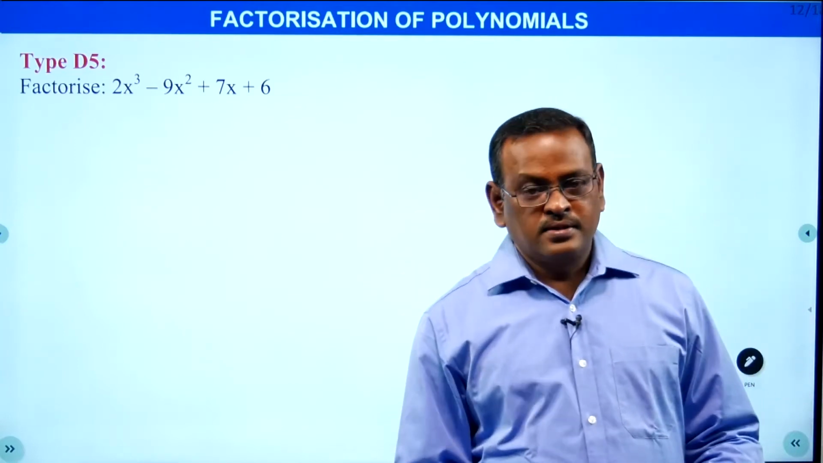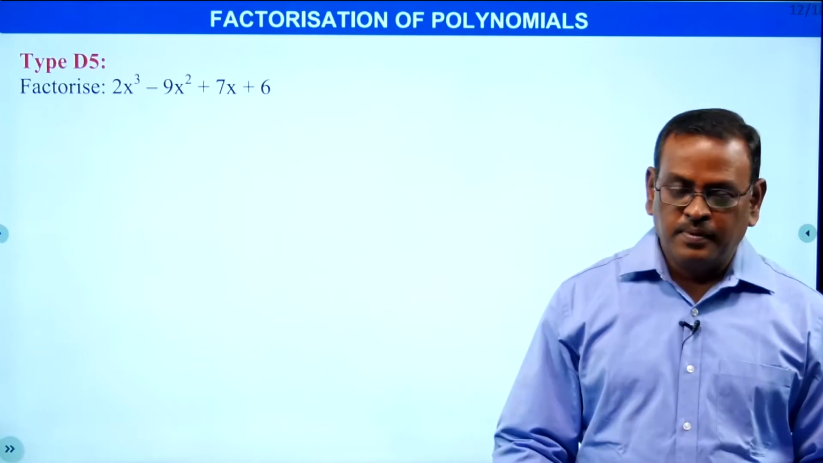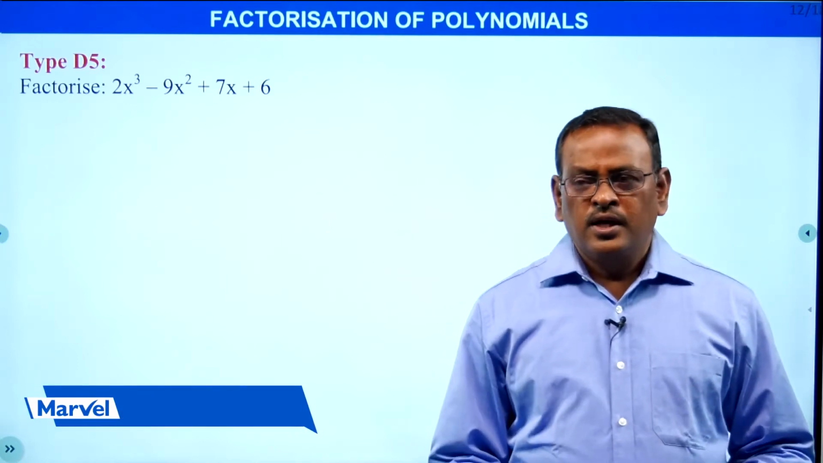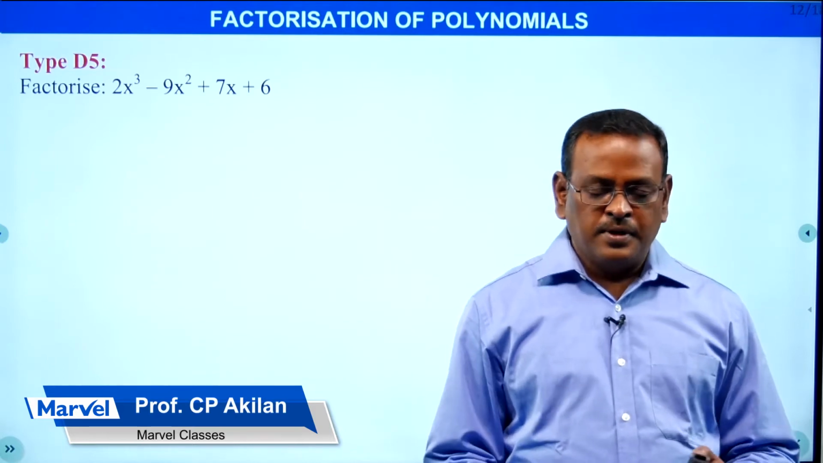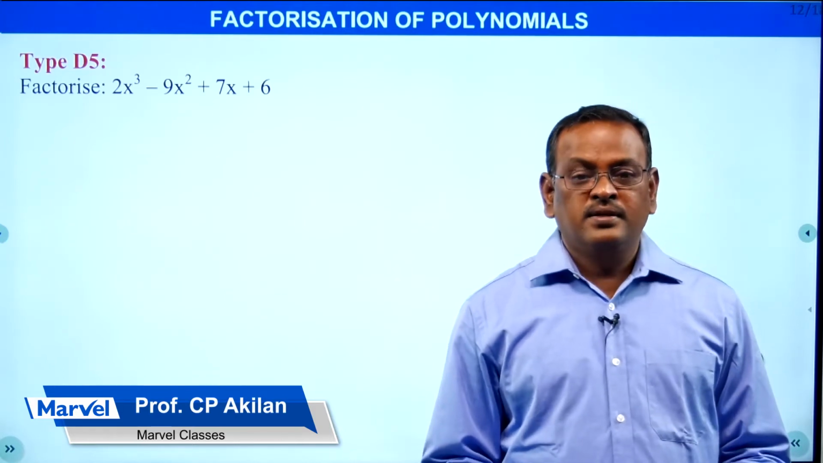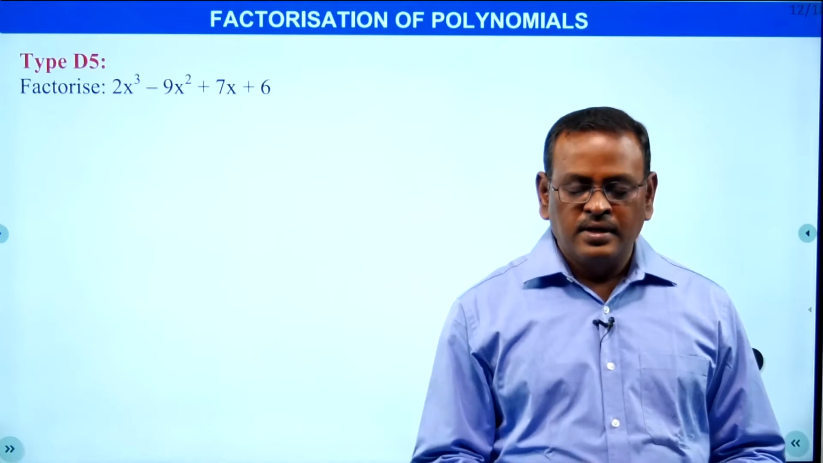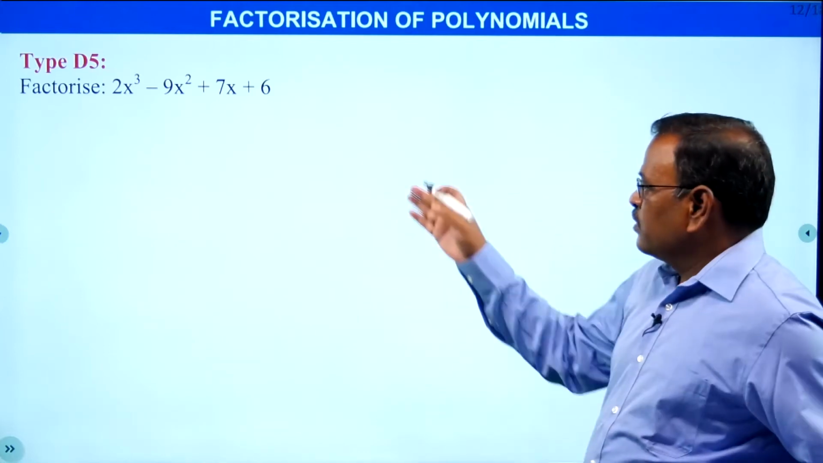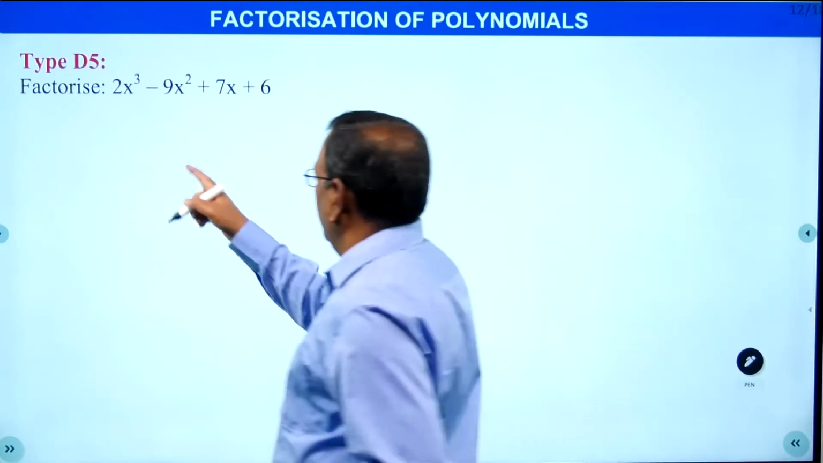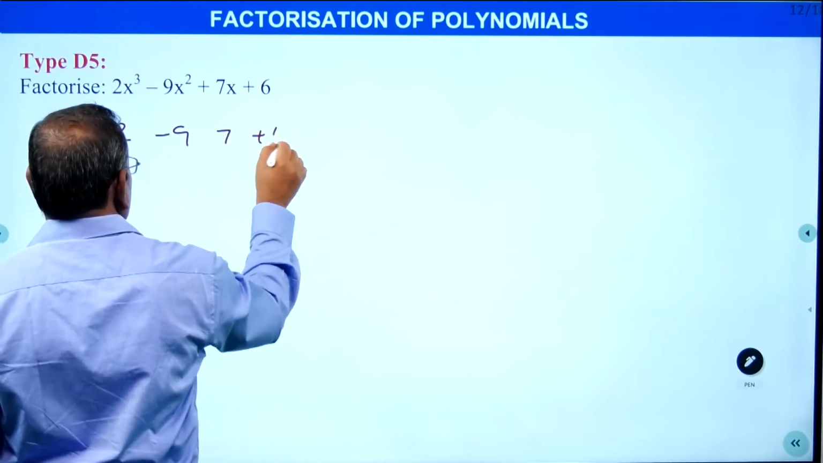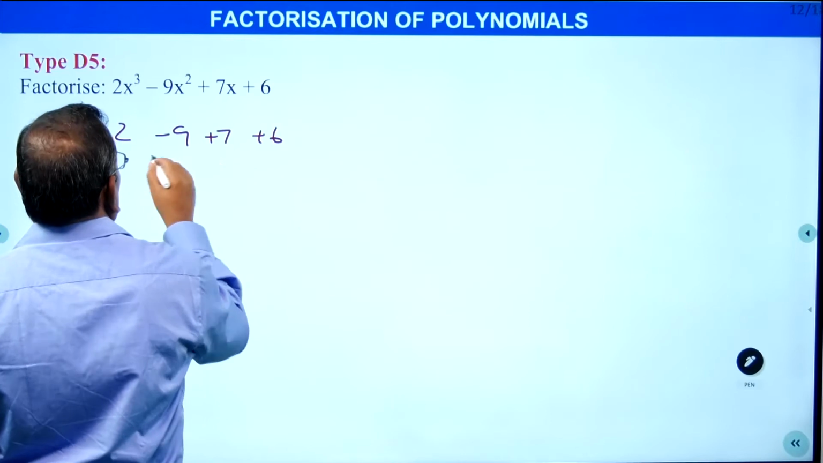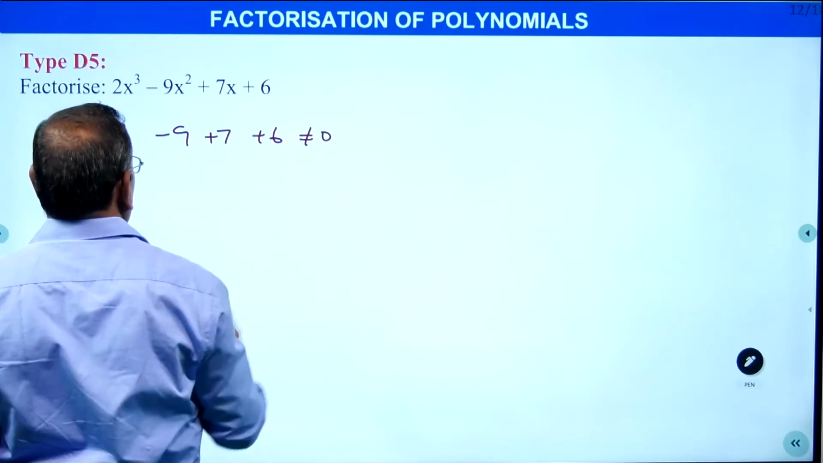So far we discussed 4 different types of polynomials using 3 rules. If all the rules are not satisfied for a particular problem, then how to factorize using a simple technique. Again, here rule 1 is not possible. Sum of all coefficients: minus 9, 7 plus 6. Sum not equal to 0.